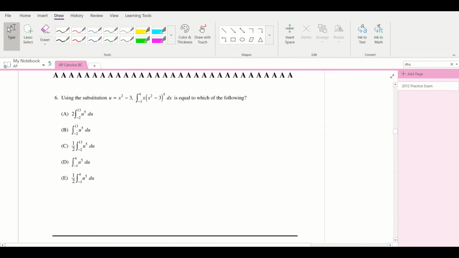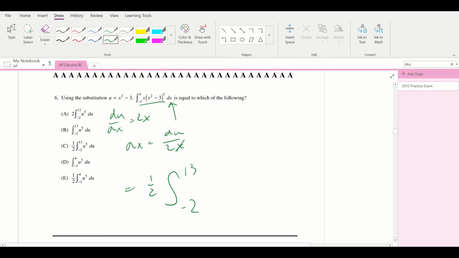All right, so you just substitute this in here. So du over dx equals 2x. So dx equals du over 2x. All right, so you plug that into here, and you have this right here equals 1/2 of, well, when x equals -1, u equals -2. And when x equals 4, u equals 13. And then these x cancel out, so it becomes u to the power 5 du. So it would be C.